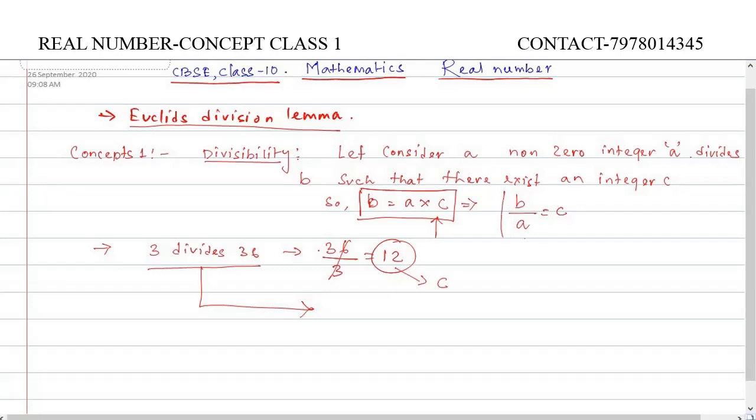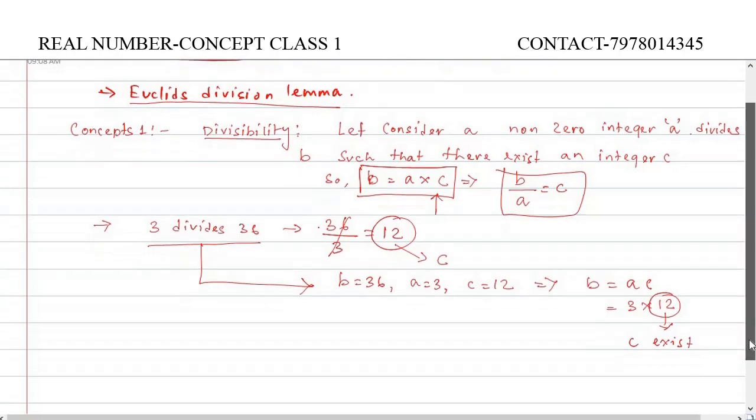Now look at this statement. Here b is equal to 36, a is equal to 3 and c is equal to 12. So this implies you can write down b is equal to ac, that is 3 into 12. So that means c is an integer, or c exists. You can write down c exists. So this statement is true.